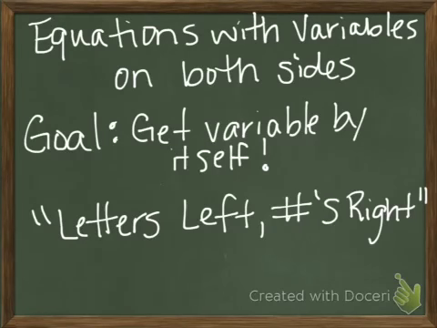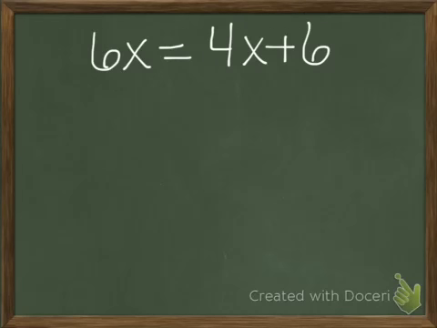This section is on solving equations where there are variables on both sides of the equal sign. Now the goal is to get the variable by itself. And the phrase that we use to remember how to solve these types of problems is letters left, numbers right. And that's to remind you that you're moving the letters to the left side of the equal sign and the numbers to the right. So we're going to start you out with this example, 6x equals 4x plus 6.